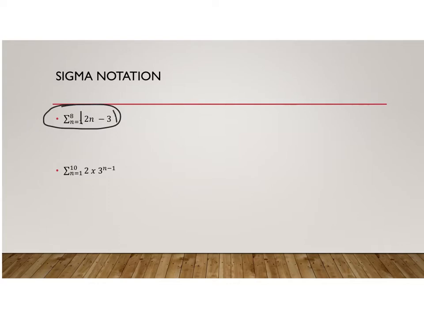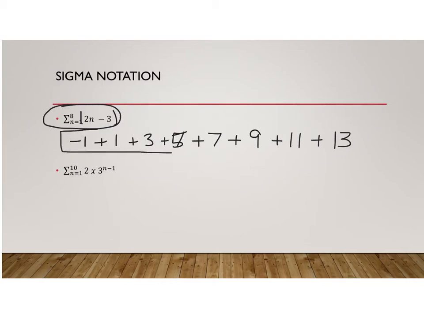for the value 2n minus 3. So if you put a 1 in for n, you get 2 times 1 minus 3, which is negative 1, plus, then n becomes a 2. If you put 2 in there, 2 times 2 minus 3 is 1. Then you put 3 in there and you get 3. You put 4 in there, you get 5. You put 5 in there, you get 7. 6 would give you 9. 7 would give you 11. And 8 would give you 13. And then it's the sum of these 8 numbers.